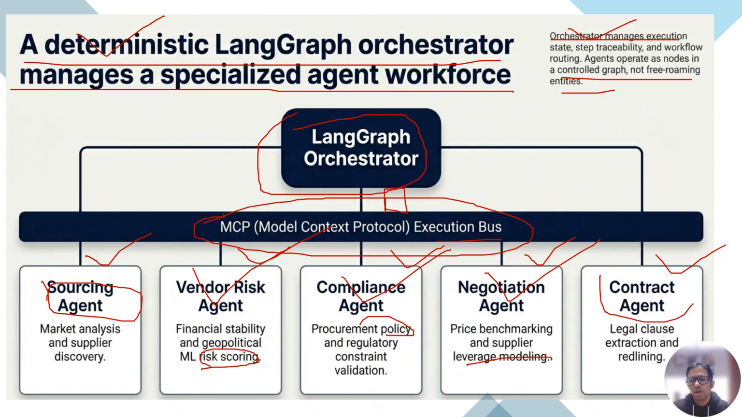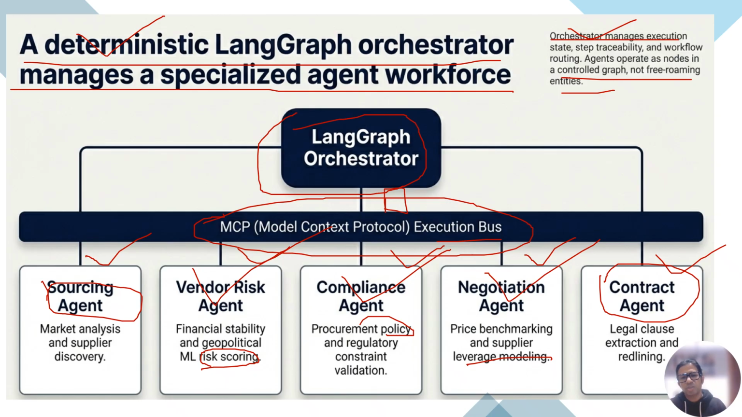Now comes the last one, contract agent. The contract agent extracts legal clauses and supports redlining. This is one of the biggest ROI areas because contract review is where time dies in procurement. So it flags risky clauses, missing terms, and deviations from the standards.